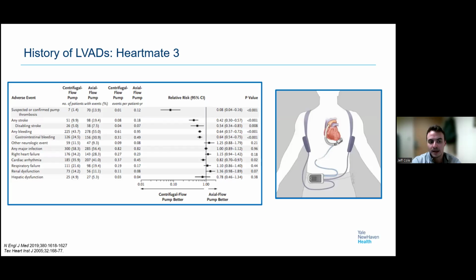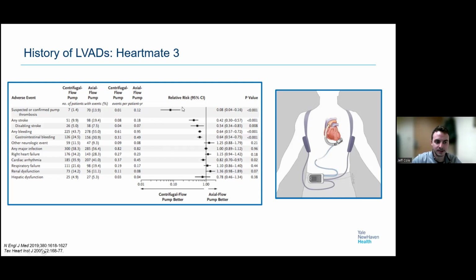So the main trial, which is a screenshot that I have here, was from the Momentum 3 trial. This compared the HeartMate 2 to the HeartMate 3. All patients got doses of aspirin between 81 and 325 milligrams a day, and also warfarin with a goal INR of 2 to 3. And the HeartMate 3 had higher survival free of disabling stroke and decreased risk for pump thrombosis.